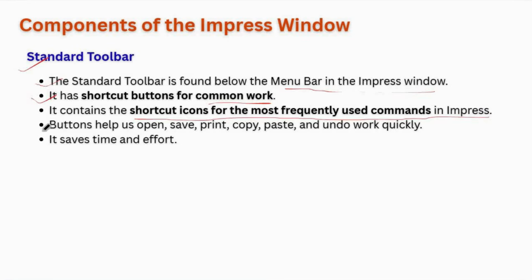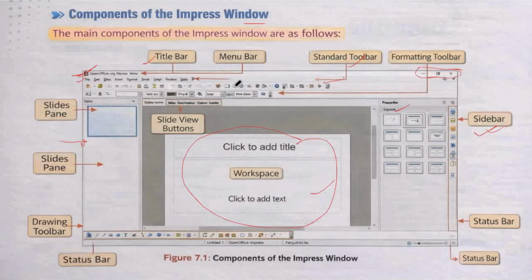Buttons like open, save, print, copy, paste, and undo help us work quickly. These are the most frequently used commands in the Impress window, and all these icons are present in the standard toolbar. It helps us create or edit the presentation quickly. The toolbar is just below the menu bar and has the common buttons frequently used in OpenOffice Impress to create the presentation.